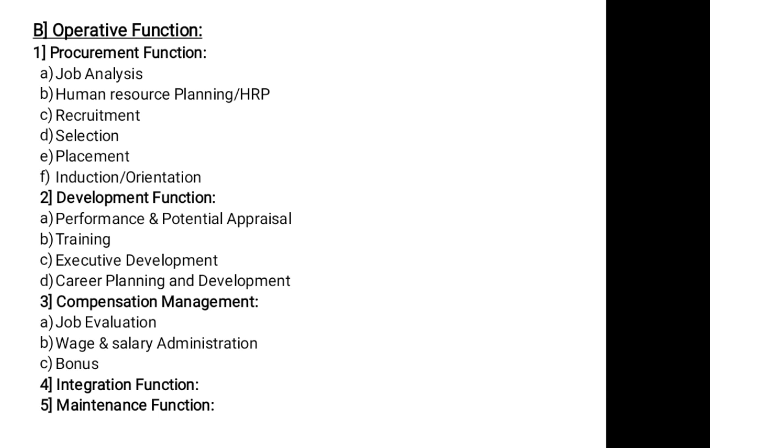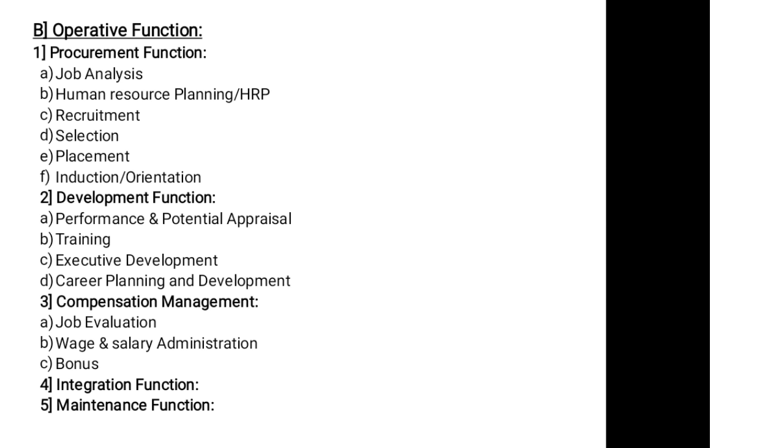The second activity is wage and salary administration. It implies developing and operating suitable wage and salary programs. Surveys are conducted to determine the wage and salary structure for the various jobs in the organization. The third activity is bonus, which is something additional on the basic salary. It implies payment of the bonus under the Payment of Bonus Act 1965 as well as non-statutory bonus and other incentives.